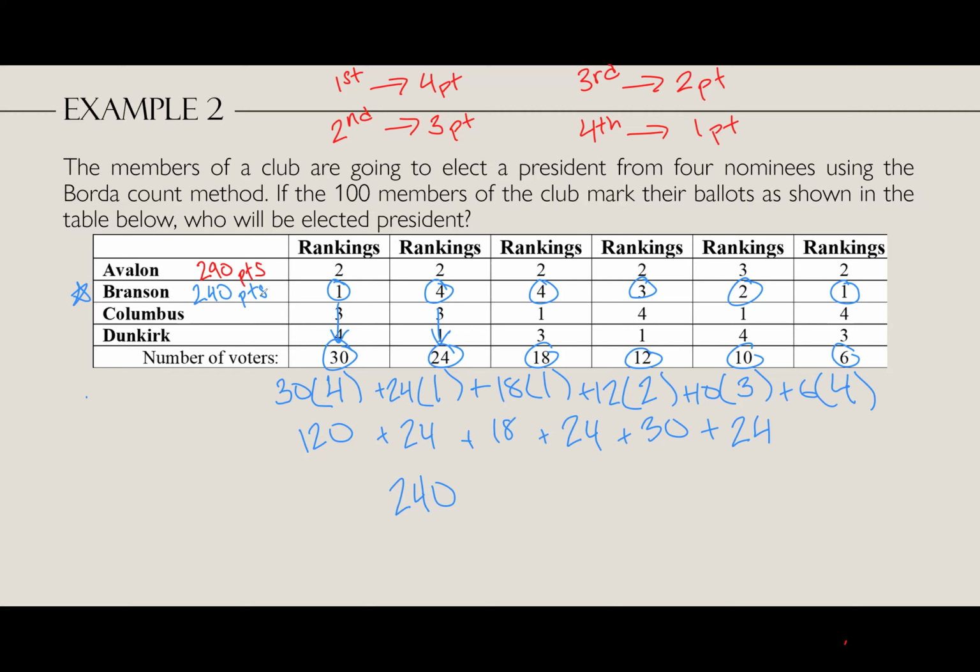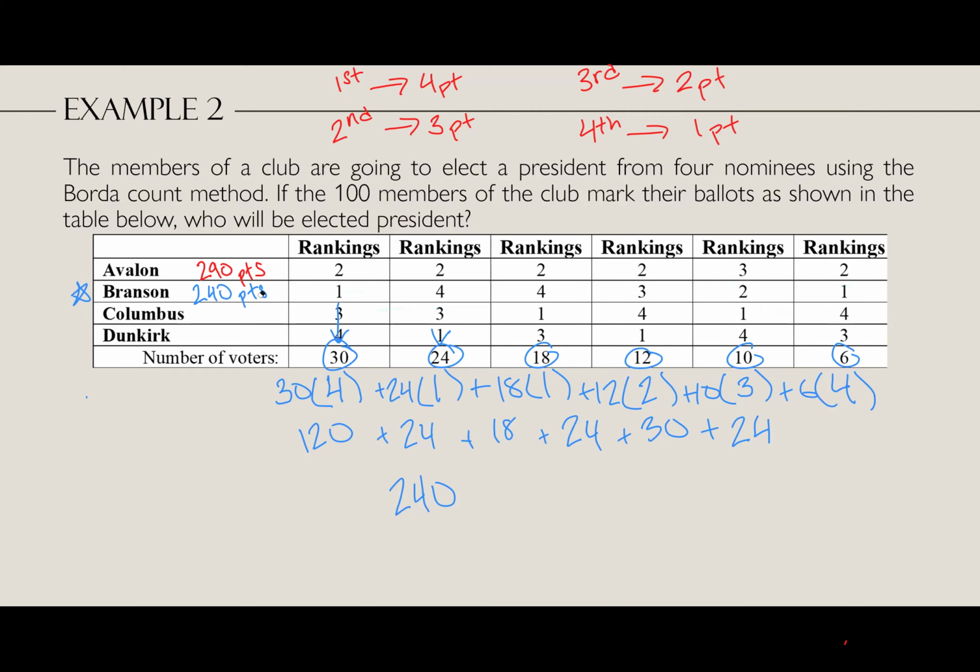I want you to notice something. Even though Avalon had no first place votes, they still have a higher overall score, larger than Branson. So right off the bat, I already know Branson is not going to win because they're not first in terms of points. So Avalon is still taking the lead in terms of points.